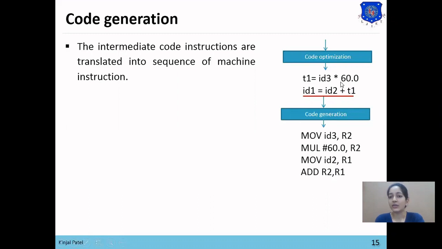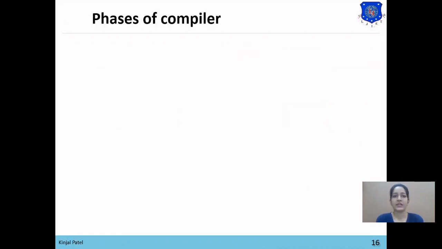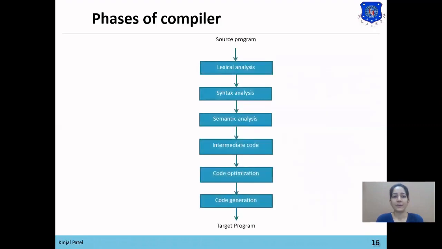Now we want to move this result to ID1. So the result of R1 will be moved to ID1 by the instruction move, that is, move R1 comma ID1. So these are the 6 phases of compiler. Next, we'll summarize the phases of compiler in one figure which you need to draw in the exam. So here are the 6 phases of compiler.